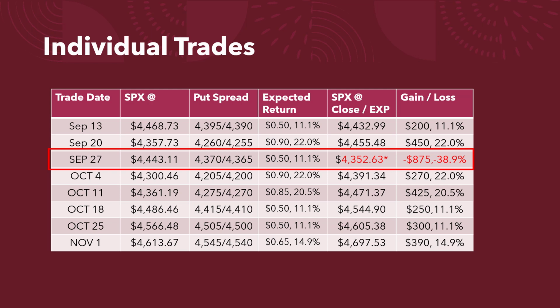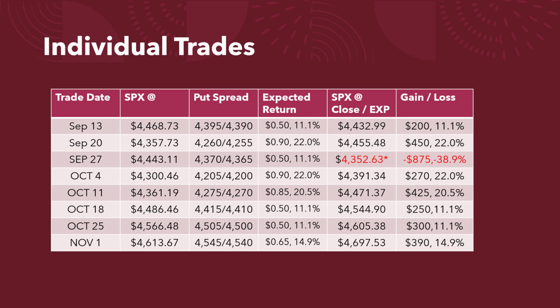The underlying SPX was below our short put strike price of 4,370, so we closed the position at that time and took a 38.9% loss, or $875 to liquidate the position. Then we go back in October 4th. We've got another 90-cent net credit with a 4205, 4200.